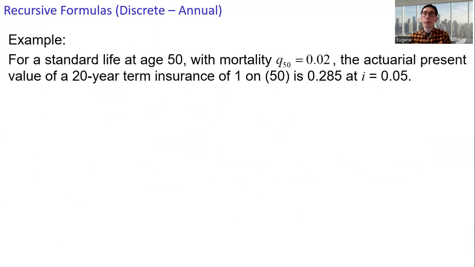Let's take a look at an example. For a standard life at age 50, the mortality probability at age 50 is q50, which is 0.02. The actuarial present value of a 20-year term insurance of one on age 50 is 0.285. The interest rate is 5%.